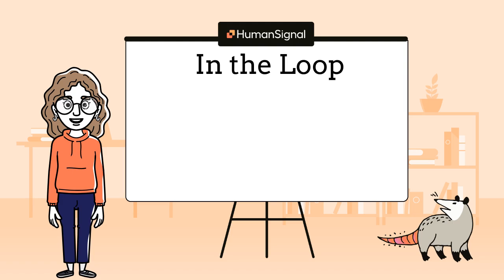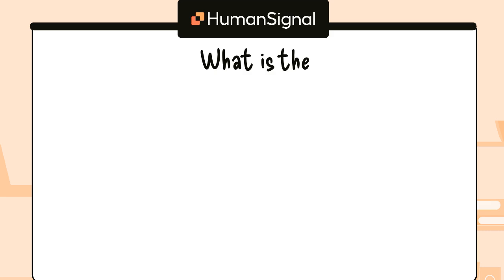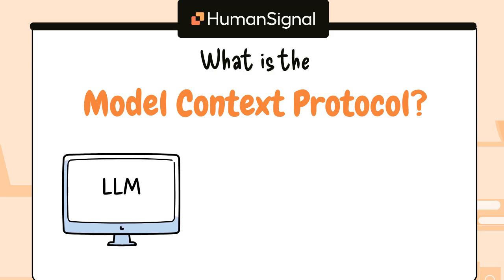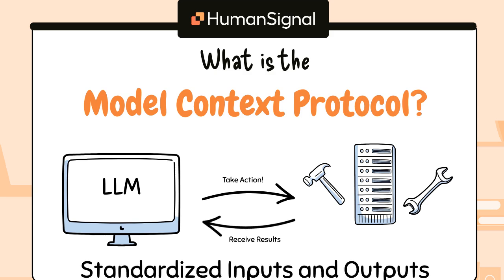On today's In the Loop, we're going to talk about the Model Context Protocol. Let's get started. The Model Context Protocol, or MCP, was open sourced by Anthropic in November of 2024. In short, the MCP is a way of connecting an LLM to tools or knowledge bases in such a way that the LLM can execute actions against those systems. The MCP is a protocol, which means that it is a way of standardizing the inputs and outputs so the system can be compatible with a broad variety of LLMs and a broad variety of tools.